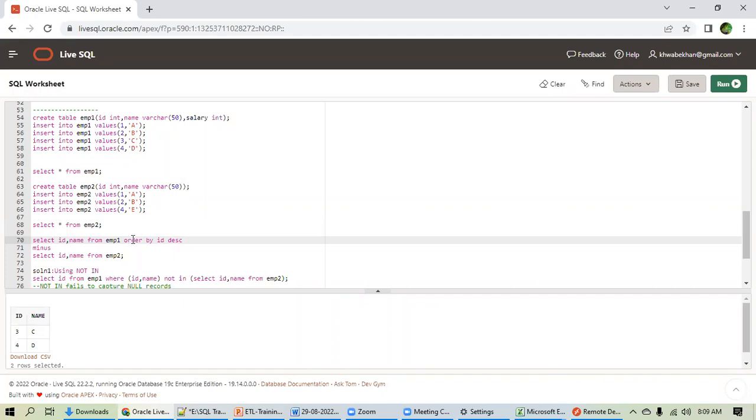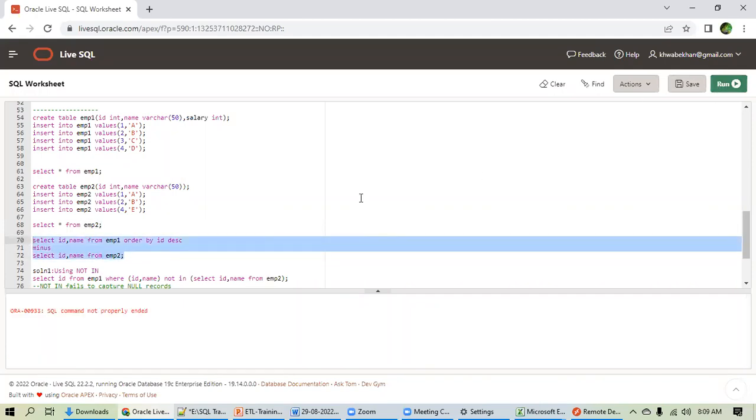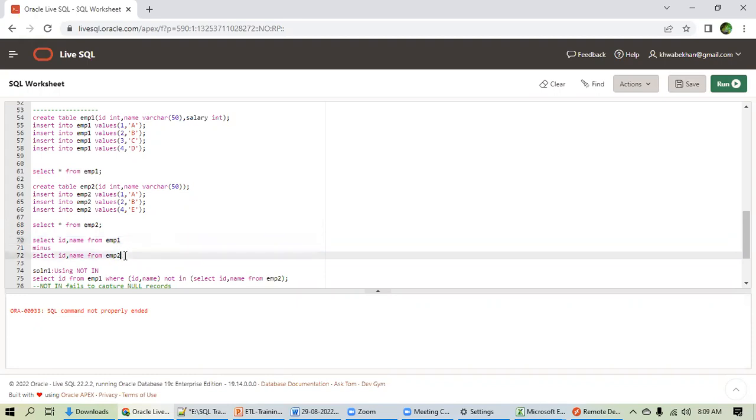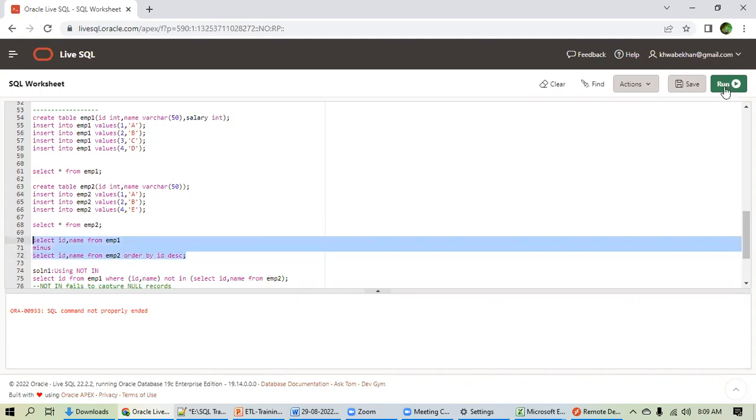We all know this. So now I'm executing this query. Oh, what happened? The SQL engine is throwing an error message. Now, what if I write the same order by right here? Now it is working fine, and the output is sorted in descending order. You check the ID, it is in descending order.